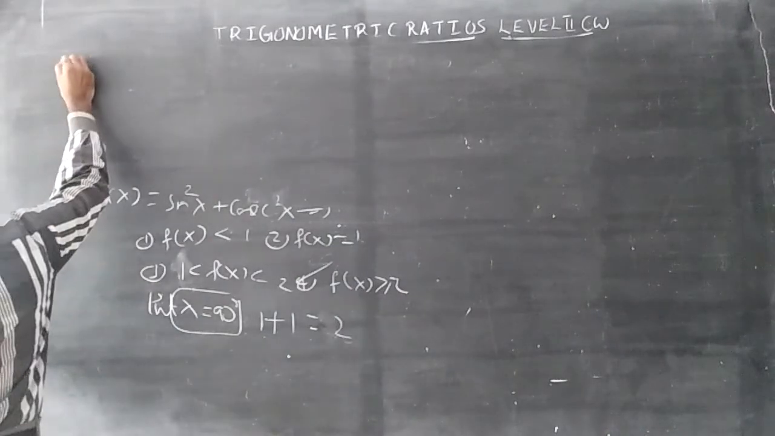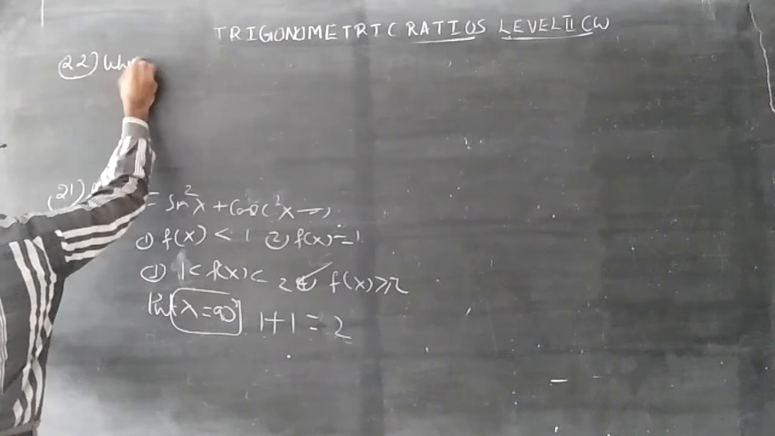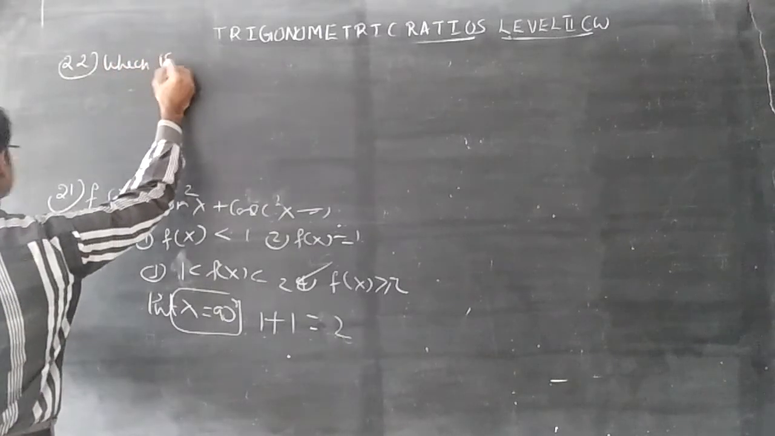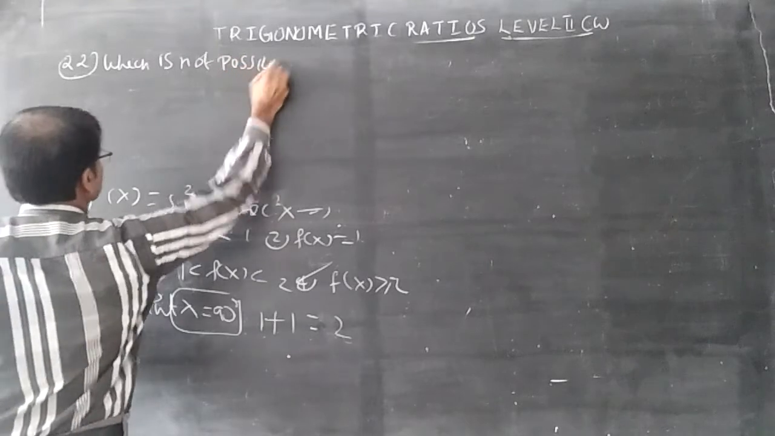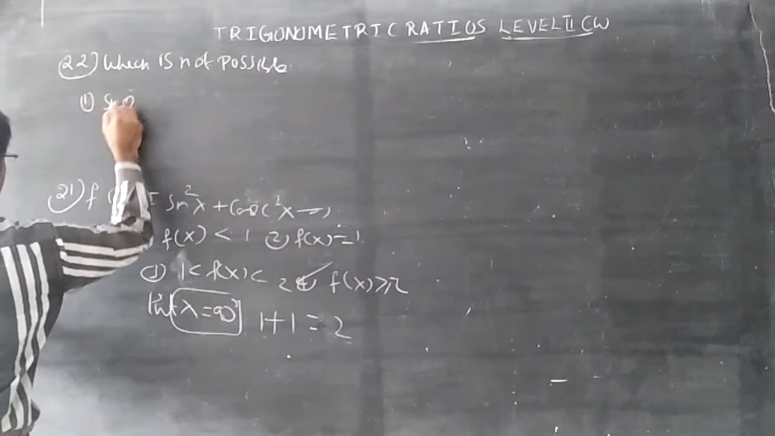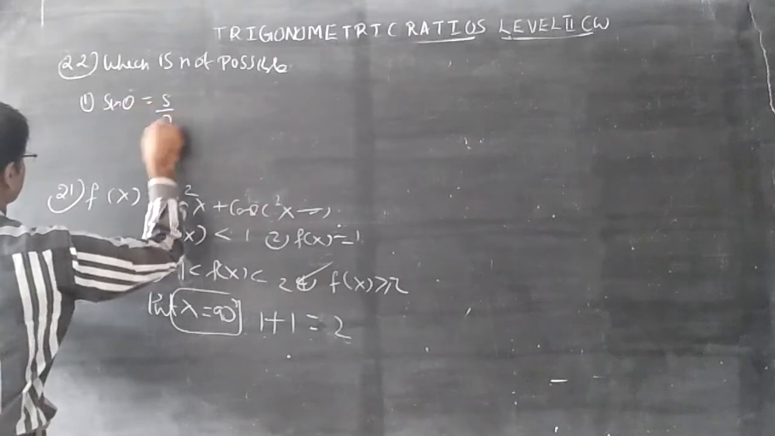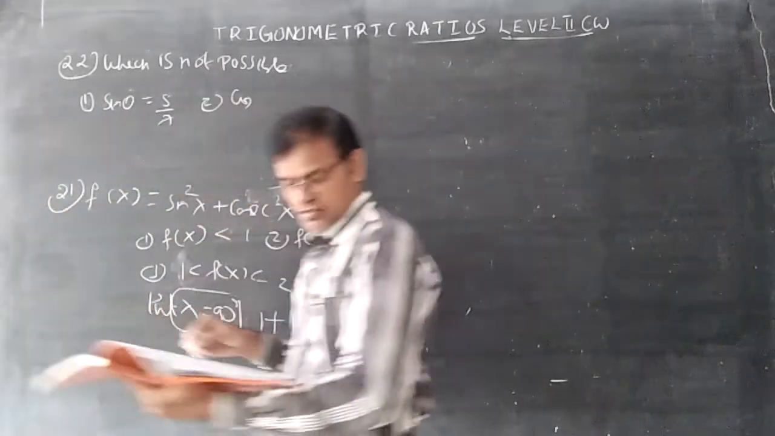Second. So which options should we take? Which is not positive? Which is not possible? First one: sin theta is equal to 5 by 7. It is not right.